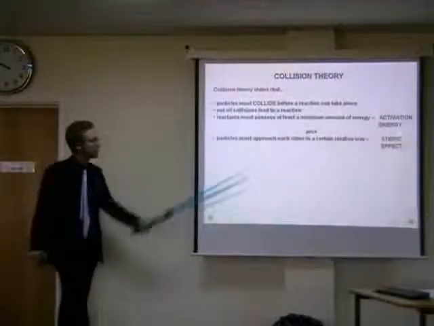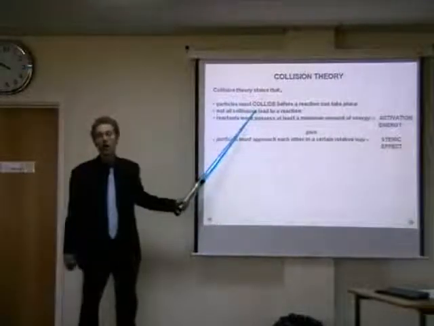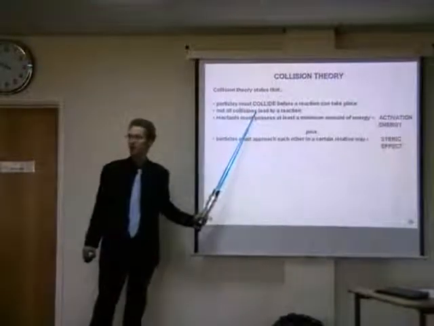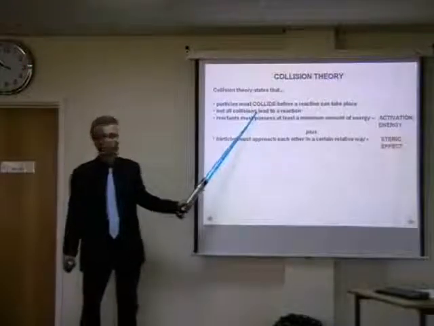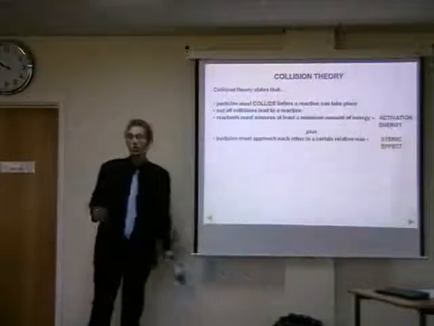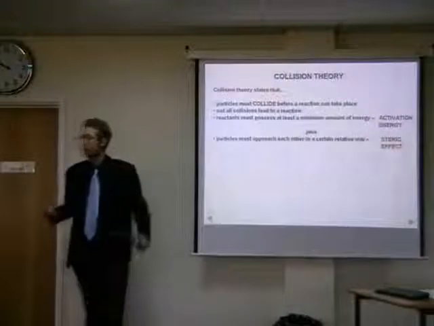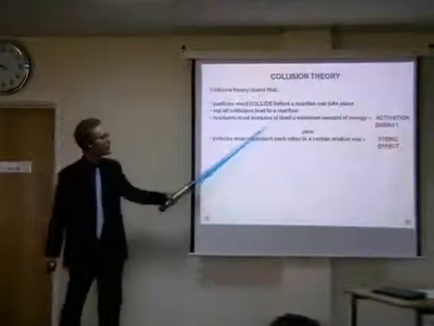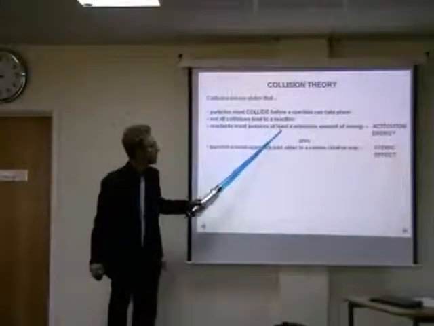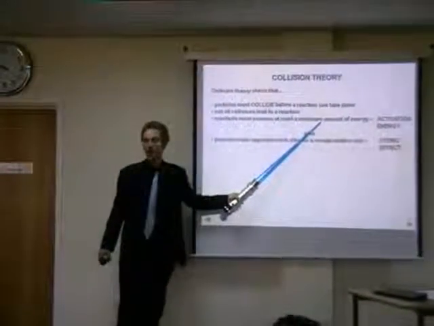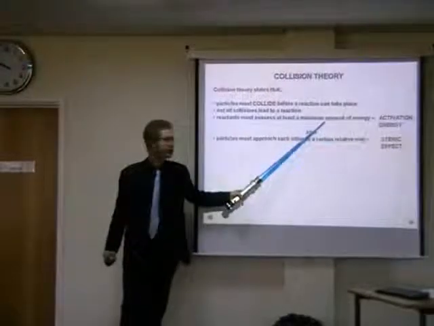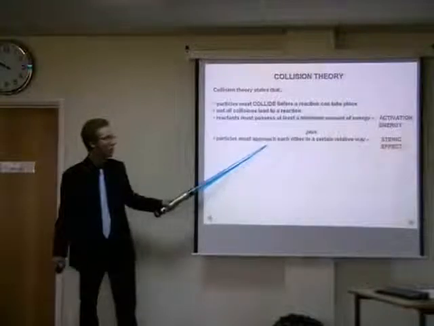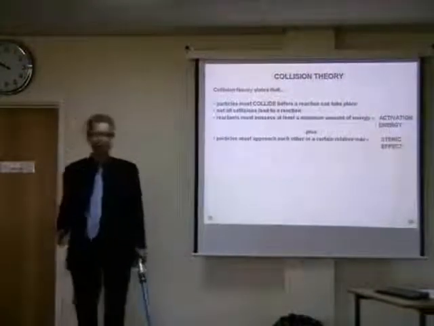So, first of all, particles have to collide before they can react with each other. If all they do is dance around each other and never actually come into contact, then it's going to be no good whatsoever. Not all collisions lead to a reaction. Particles with energy can bounce off each other. Okay? They must have the minimum amount of energy to actually react. And that's called the activation energy. And finally, they must hit each other in a certain way. This is called a steric effect.